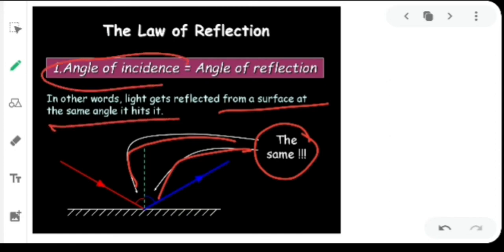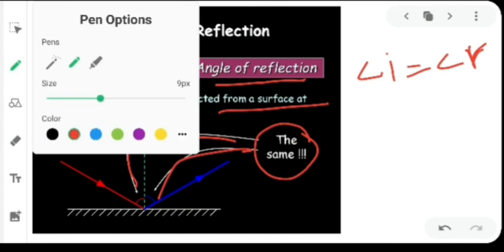Therefore, angle of incidence is equal to angle of reflection. In symbolic form we can write it: angle of incidence is equal to angle of reflection. Now the incident ray, the reflected ray and the normal all lie in the same plane. Suppose you are watching over here, this incident ray, the reflected ray and the normal, these all three things are in the same plane.